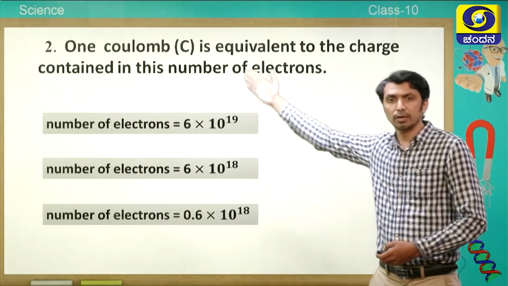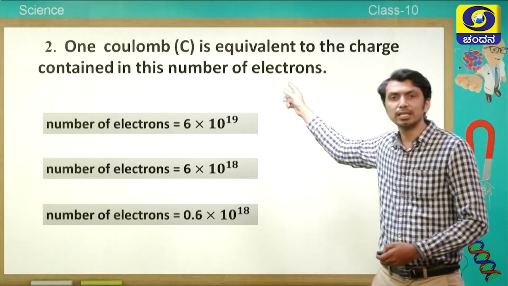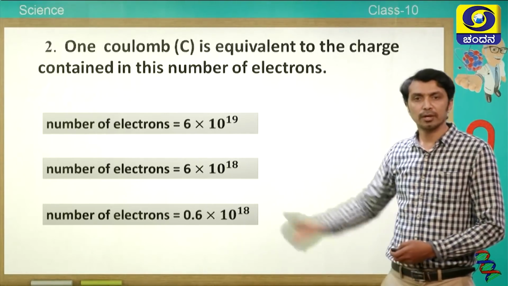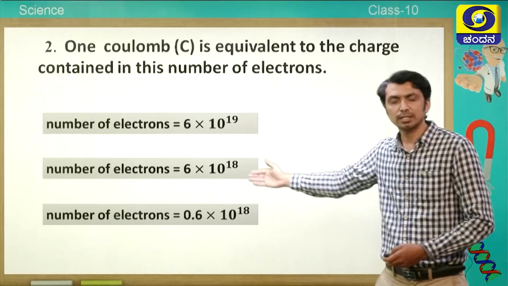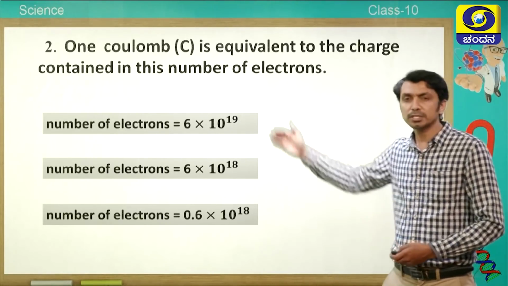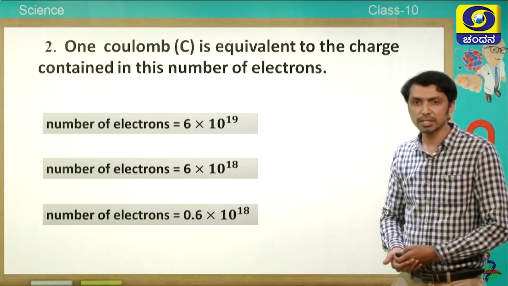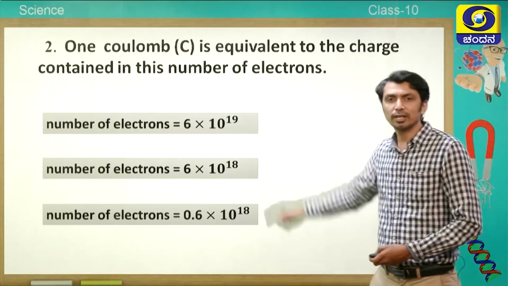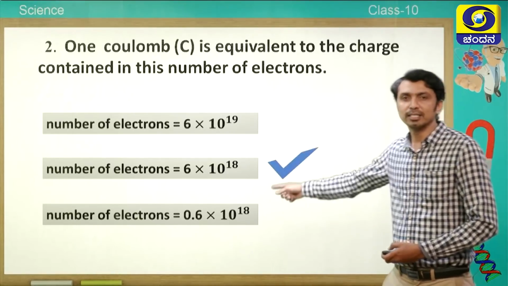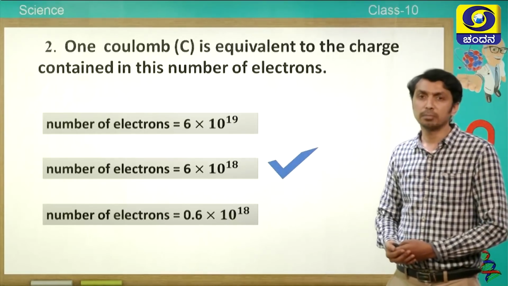Second question: 1 coulomb is equivalent to the charge contained in this many electrons. Here you can see 3 different numbers of electrons given. Which is the right number of electrons to make 1 coulomb of charge? Yes, you are right. I think it is 6 into 10 to the power of 18 electrons that make the charge equal to 1 coulomb.